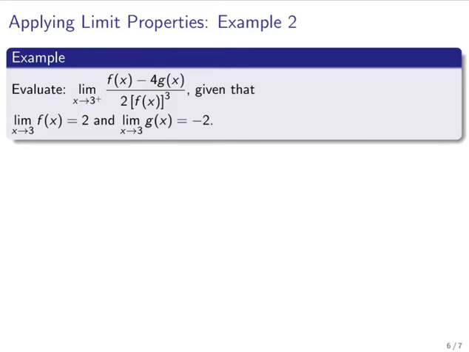Here's an example where maybe I don't know anything else about the functions except what their limits are. And so let's say I know that as x approaches 3, f of x approaches 2. So that's kind of like the L in the theorem. And as x approaches 3, g of x approaches -2. That's kind of like the M in the theorem statement. And then what's going to happen as x approaches 3 from the right of this fraction? Well, I'm probably going to apply those properties that say I can do 4 times the function, I can cube a function, I can double it. I'm going to apply all those properties.